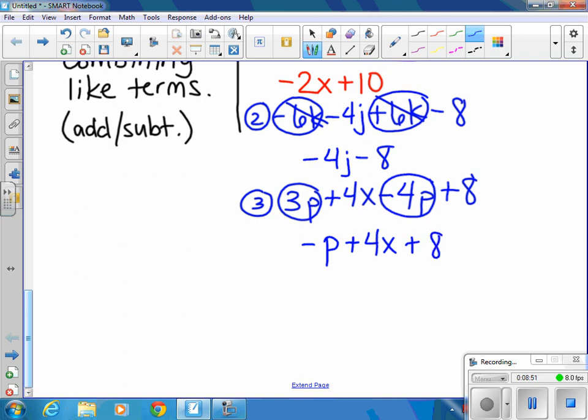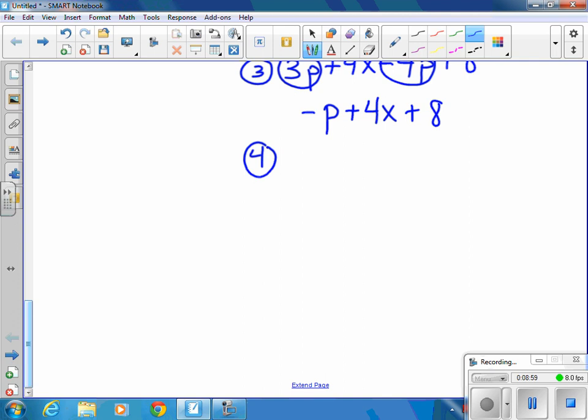There is absolutely nothing else you can do to simplify this problem because they're all different terms. And then the last one before we go to distributing has a lot of negatives in it, so please be careful of these negatives. That's usually what students tend to drop.